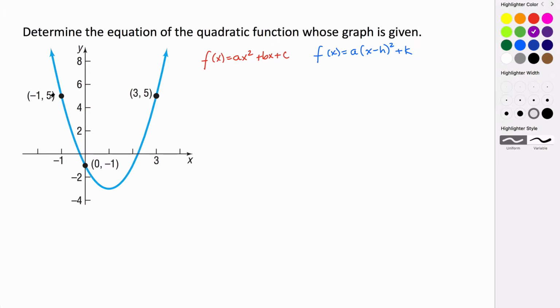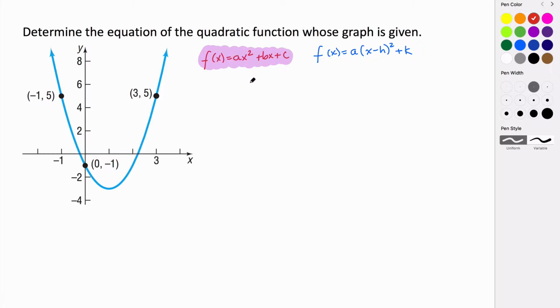Again, for this example, we want to determine the equation of a quadratic function when given the graph. Now, because we don't know the vertex, we are going to use standard form for this problem. We could probably guess what the vertex is based on where it's located, but we want to be precise, and so we're going to use standard form.